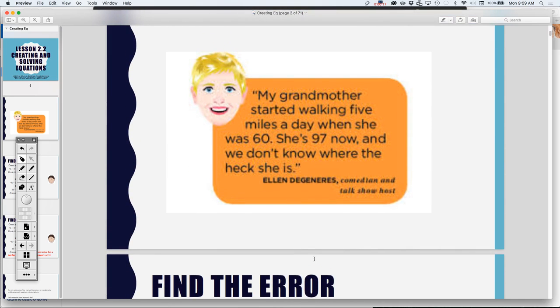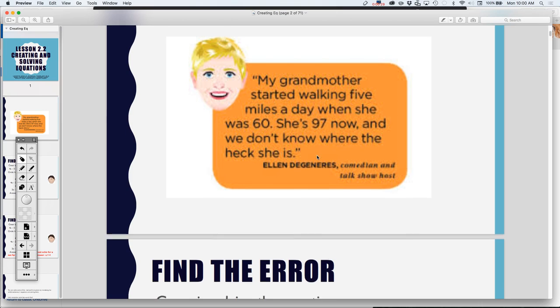My grandmother started walking 5 miles a day when she was 60. She's 97 now, and we don't know where the heck she is. Ha ha. Oh, there's some smiles.